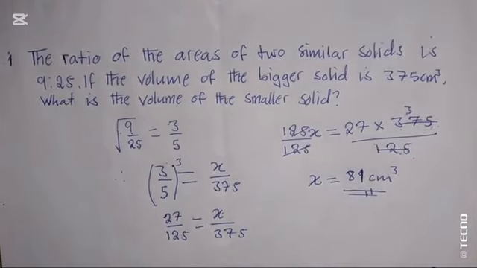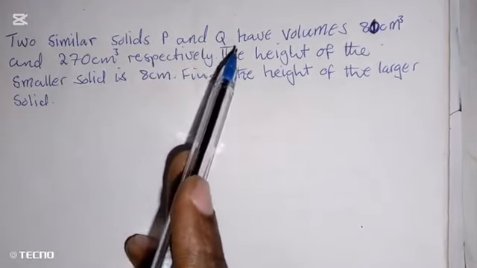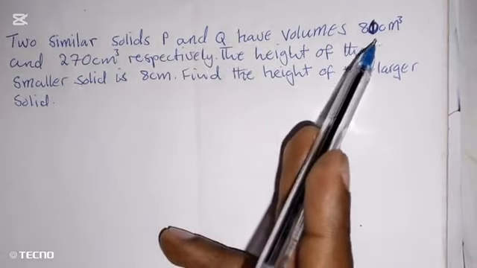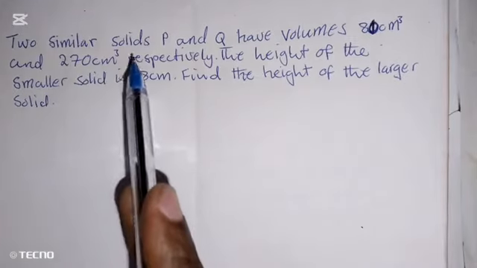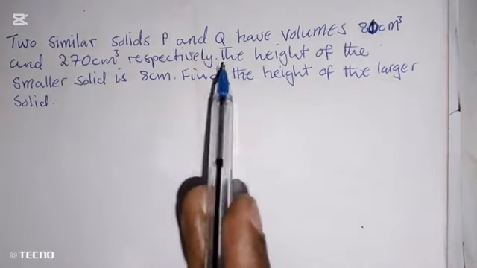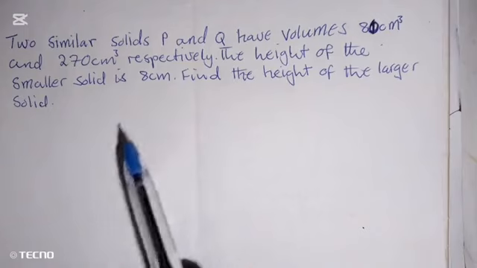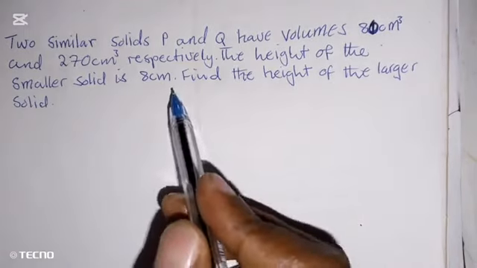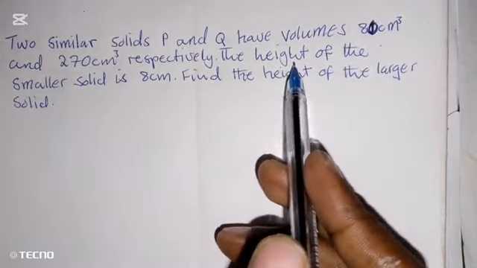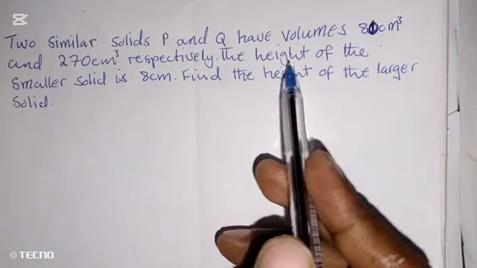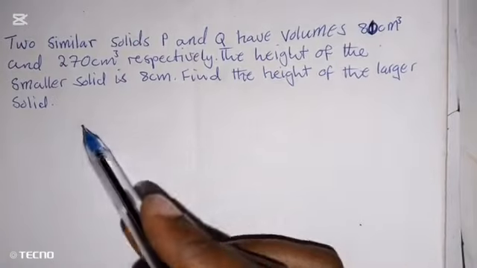Thank you. The other question is: two similar solids P and Q have volumes 80 centimeter cube and 270 centimeter cube respectively. The height of the smaller solid is 8 centimeters. Find the height of the larger solid.